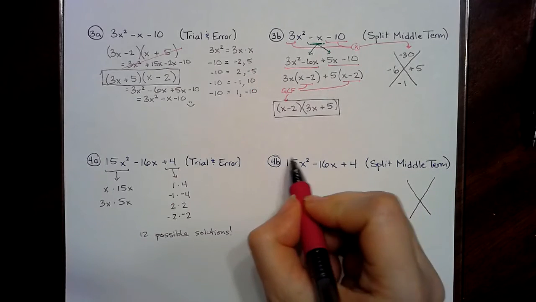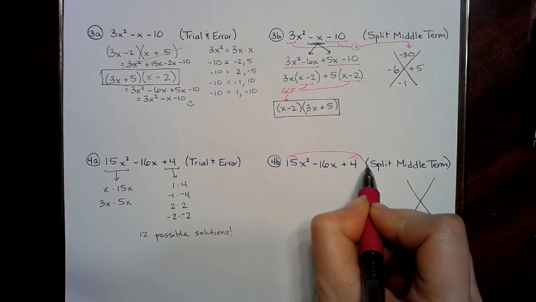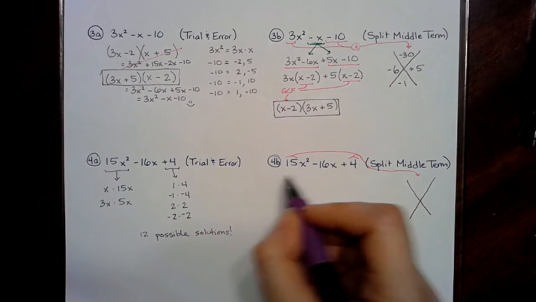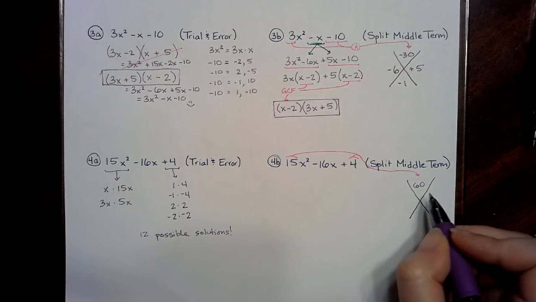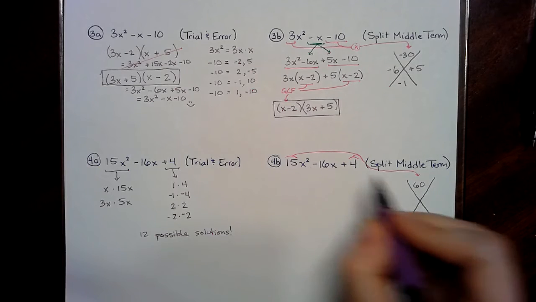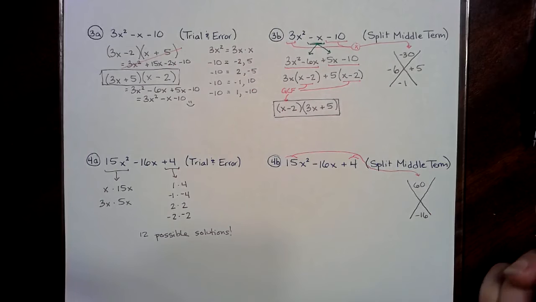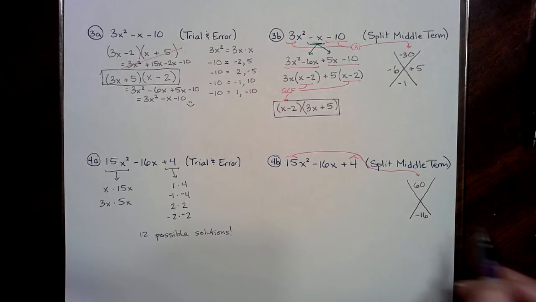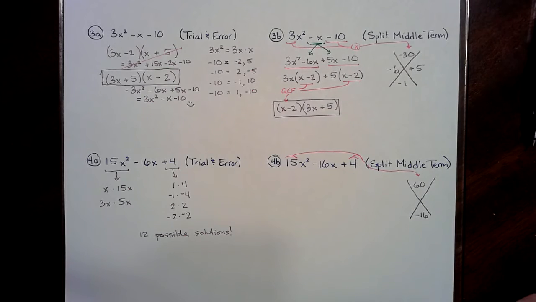So remember that the 15 and the 4 together are going to give us this number up top. 15 times 4 is positive 60. And then the number in the middle is going to give us the negative 16 on the bottom. So I'm looking for two numbers that add up to negative 16 and multiply up to 60.